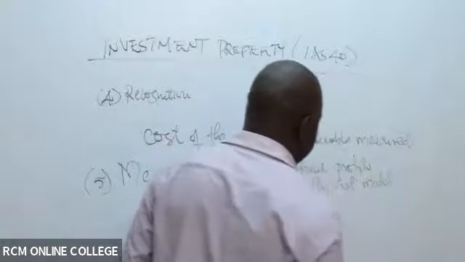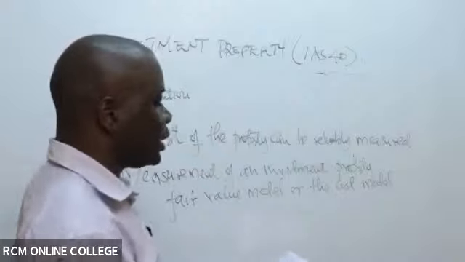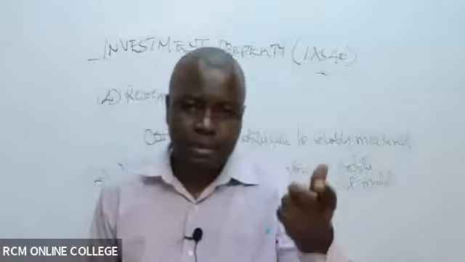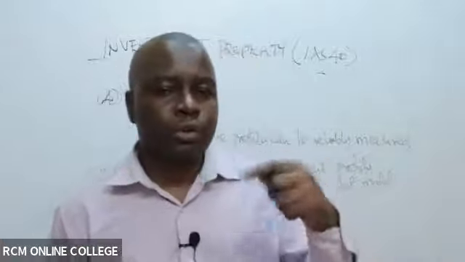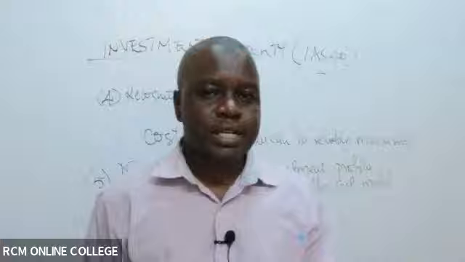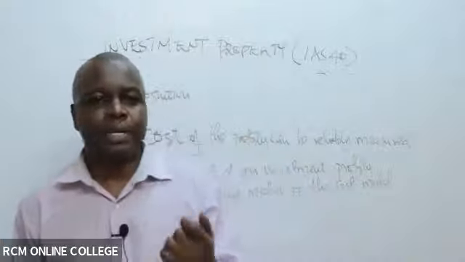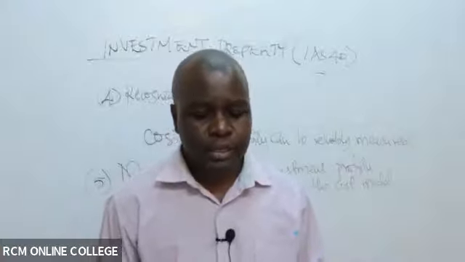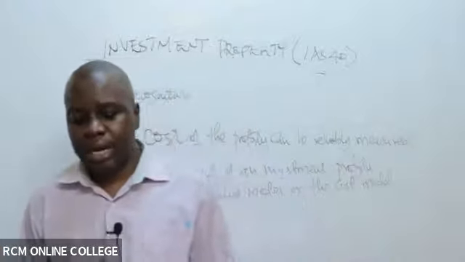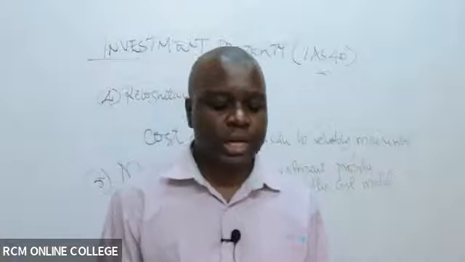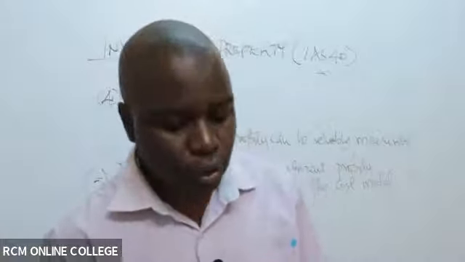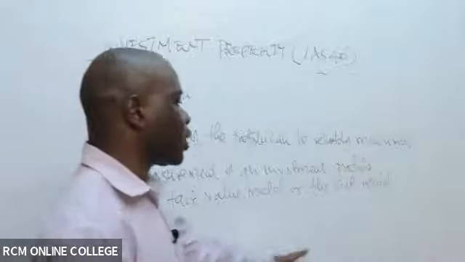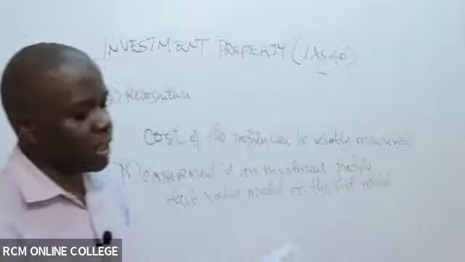So we are saying how it will be measured. Initially when you buy it or construct it, you measure it at cost. But subsequently something could happen. It can depreciate, or some of them usually appreciate, for example, land. So it will initially be measured at cost and subsequently using the cost model or the fair value model.